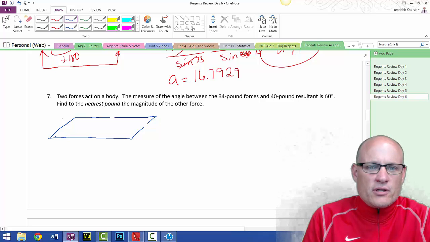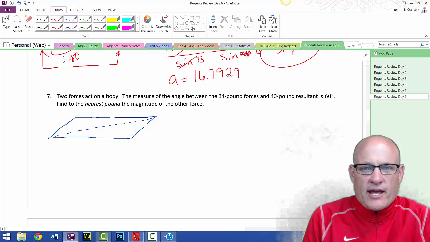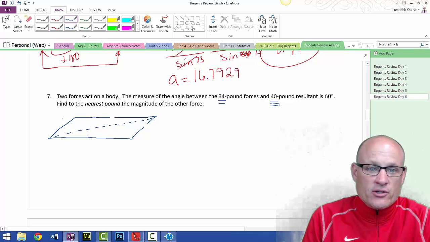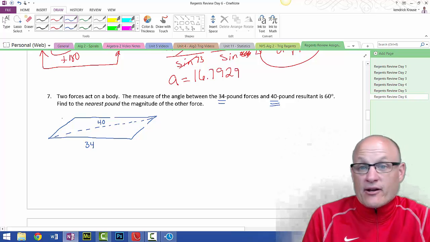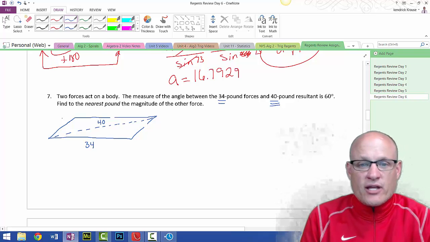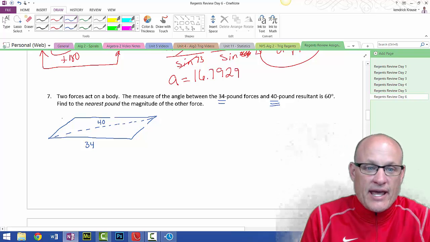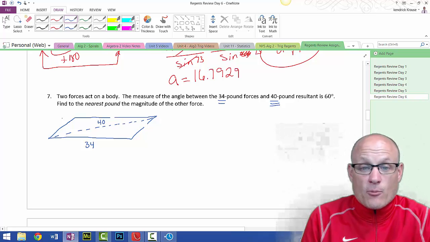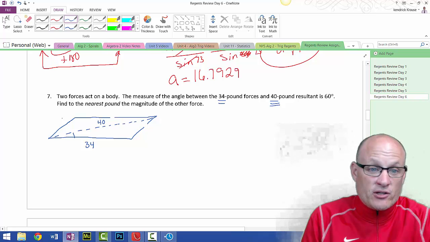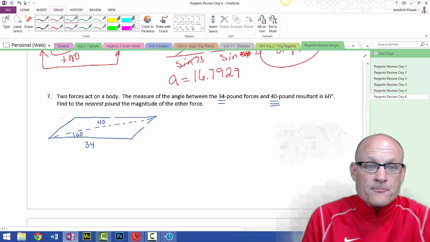Okay, so here's the resultant. So let's read this carefully. The measure of the angle between the 34-pound force and 40-pound resultant. So the resultant is 40 pounds, and we'll put the 34-pound force down here. I don't know which one's going to be bigger. The measure between the resultant and the 34-pound force is 60 degrees. Find to the nearest pound the magnitude of the other force.